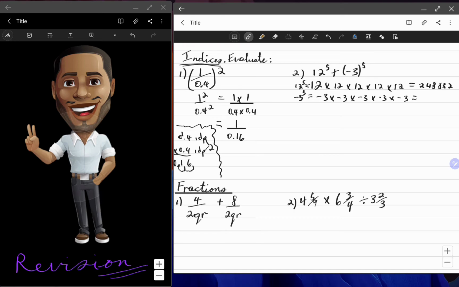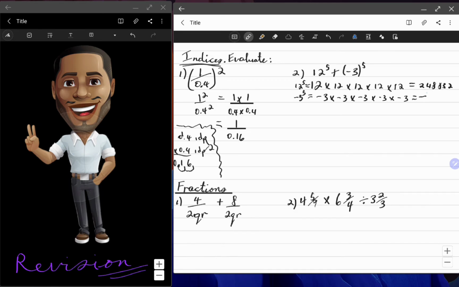And then our negative 3, first thing first, we need to decide whether it's going to be a positive or negative answer. So negative times a negative gives us positive, times a negative again gives us a negative, times negative again gives us a positive, times negative again gives us a negative. So we have an odd number of negative signs. That means we're going to have a negative answer. So we already know our sign in front of our number.